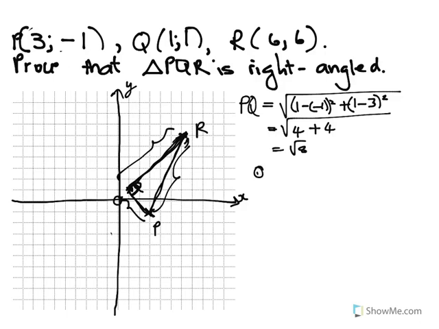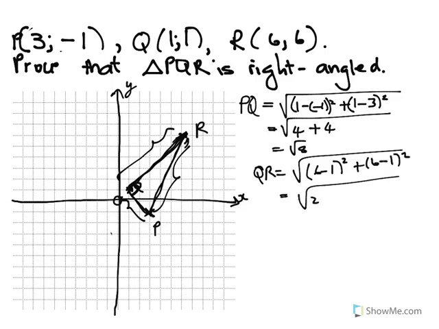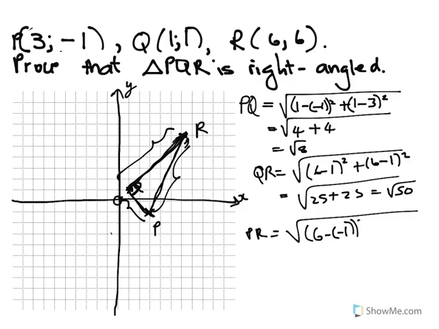And then QR will be equal to the square root of 6 minus 1 squared plus 6 minus 1 squared, which will be 25 plus 25, and that's equal to the square root of 50. And then finally PR will be equal to the square root of 6 minus 1 squared plus 6 minus 3 squared, and that would be 7 squared, which is 49, and 3 squared, which is 9, and that is equal to the square root of 58.